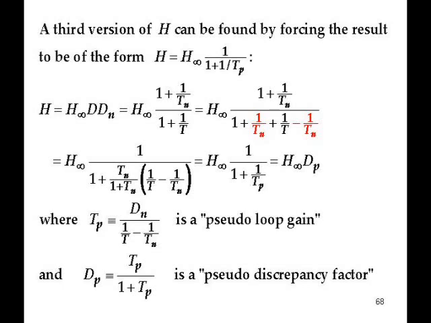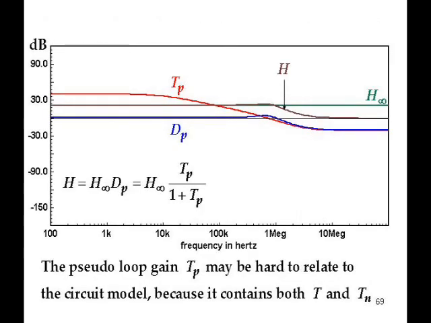Now, sometimes that's a useful thing to do, but not always. And this is an example where I don't think it is very useful to do that, because here's the Tp. That's the red line. And it's hard to correlate the shape of Tp by looking at the circuit. The Tp is large at low frequencies and it levels off at high frequencies, and it's hard to explain exactly why the circuit does that. And the reason is because it's actually a combination of both the T and the Tn.